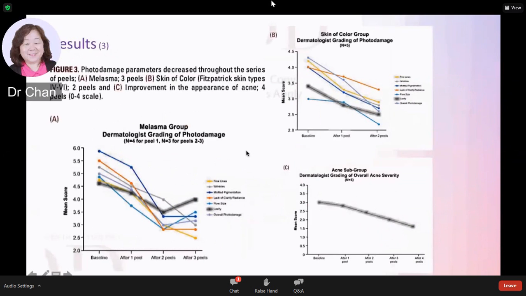The photo damage parameters also decreased throughout the series of peels in the melasma group and in the skin of color group. In the skin of color group, it was just after 2 peels. And also in the acne group, there was noted improvement of acne changes even after the first peel. This improvement continued after subsequent peels.